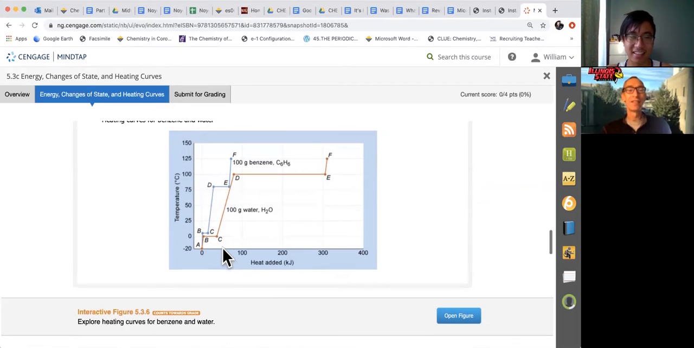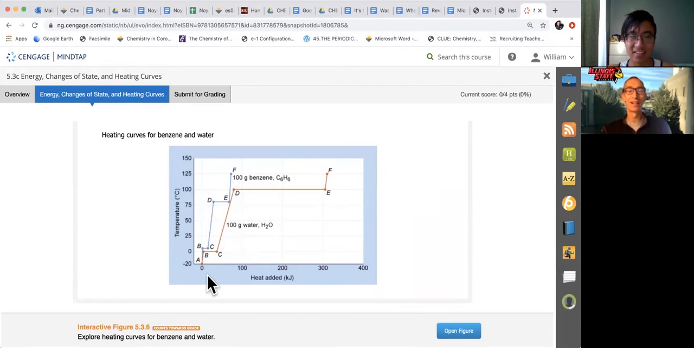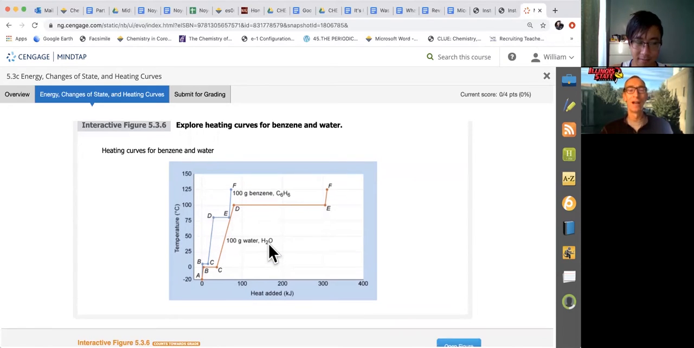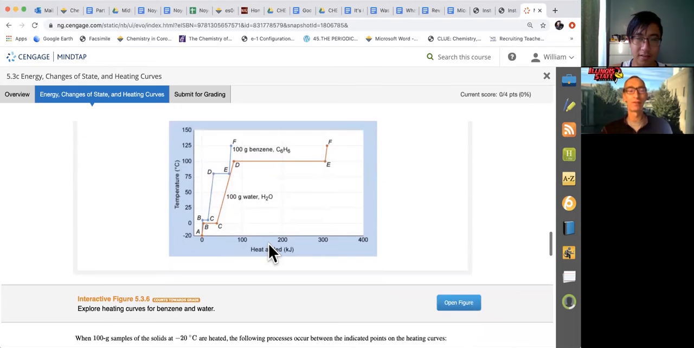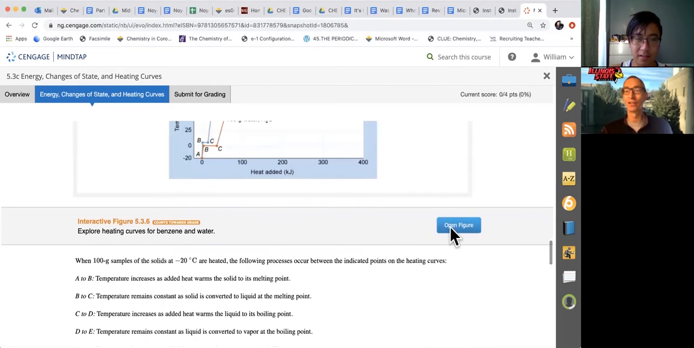And they've got these two nice graphs in here, but there's a lot going on in them. I mean, there's A to B and B to C and C to D and D to E and E to F, and they both have D's to E's, and it's not clear what's going on in there. And so let's open up that figure like they suggest and take a look at it.